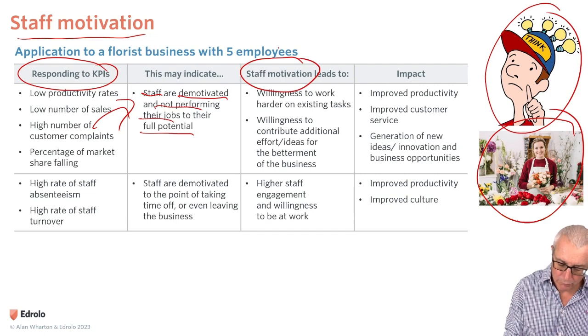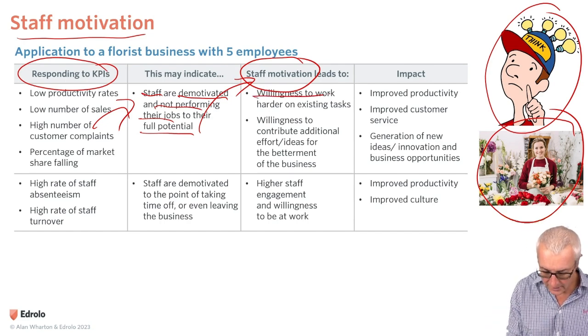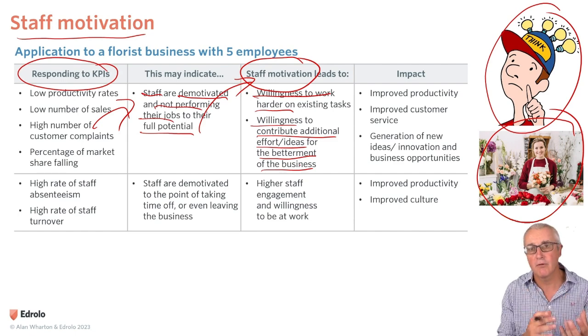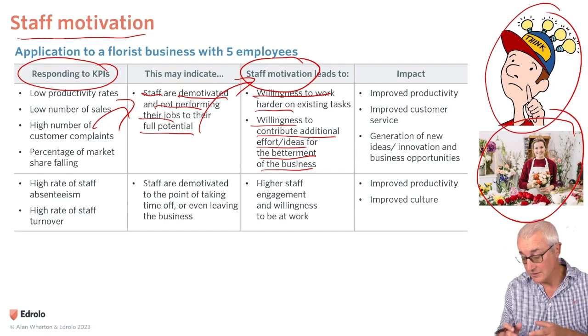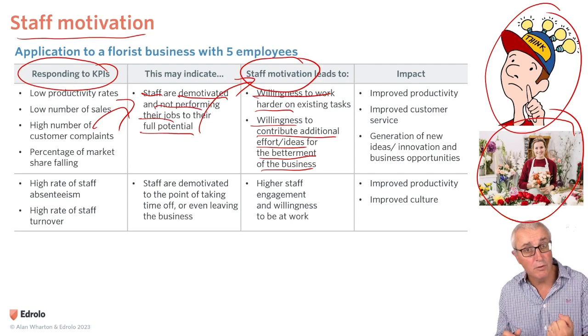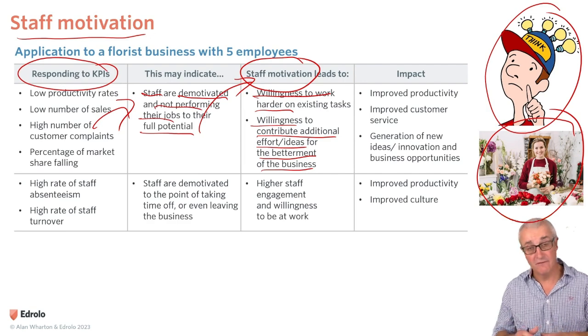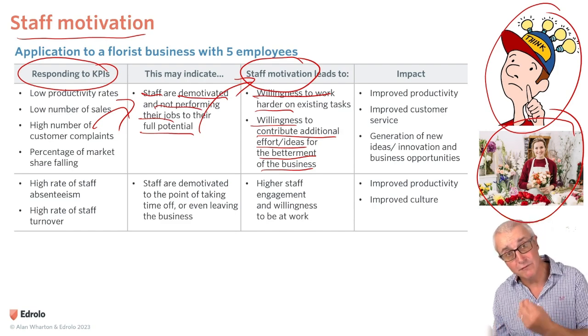So clearly, if we embrace the strategy of staff motivation, we can hopefully do something about this. We can hopefully make them willing to work harder. They might be willing to contribute additional ideas for the betterment of the business. So if we embrace something like a strategy of performance-related pay and pay people according to the number of bouquets they made, that could be a real motivation for them to do more bouquets. Or as an alternative, investment in training, that they feel special about investment in training and that they feel rewarded and recognized, and so they're going to perform better.